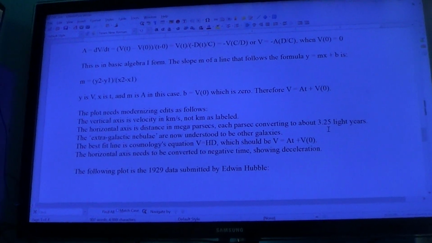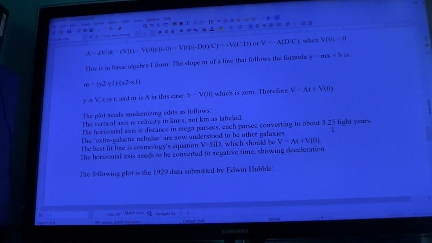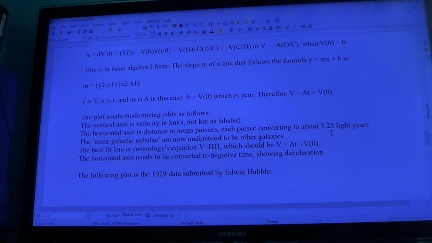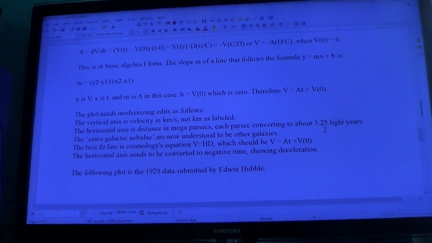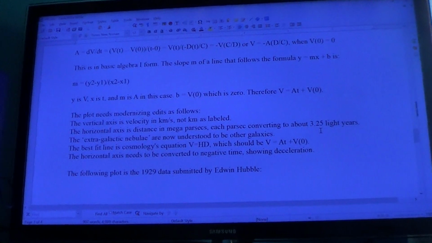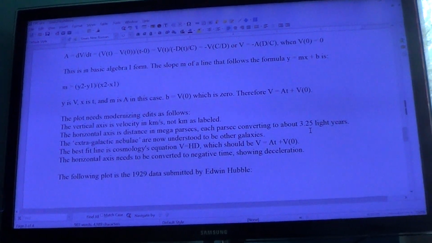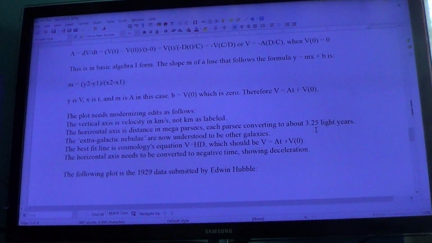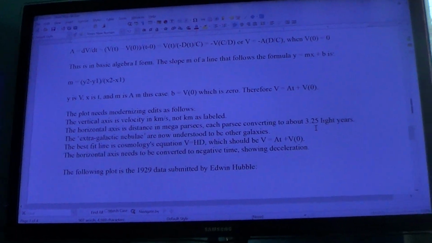The plot needs modernizing edits as follows. The vertical axis is velocity in kilometers per second, not kilometers as labeled. The horizontal axis is distance in megaparsecs, each parsec converting to about 3¼ light years. The extragalactic nebulae are now understood to be other galaxies. The best fit line in cosmology's equation v = Hd should be v = at + v₀. The horizontal axis needs to be converted to negative time, showing deceleration. The following plot is the 1929 data submitted by Edwin Hubble.